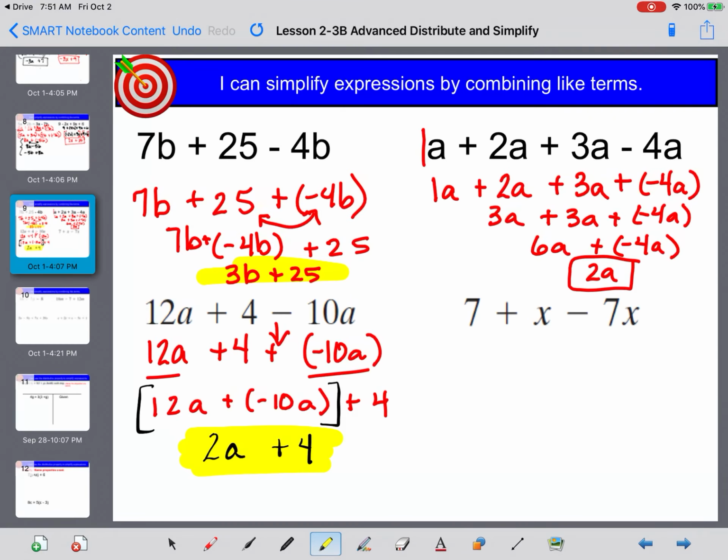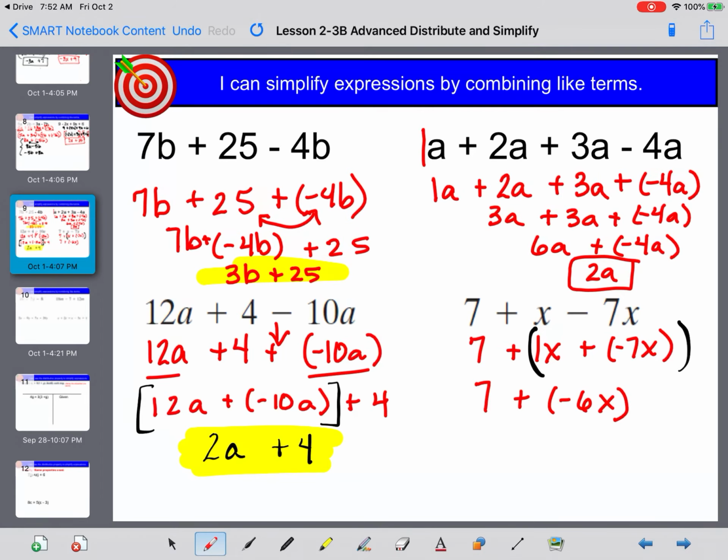It looks like the first step I need to do is rewrite this as addition. I call that 1x instead of x. Then I don't need to use the commutative property because they're already by each other. Going with the associative property, I group them. 1x plus negative 7x is a negative 6x. You can leave it like that, or you could call it 7 minus 6x, or you could have switched the order of these and called it negative 6x plus 7.